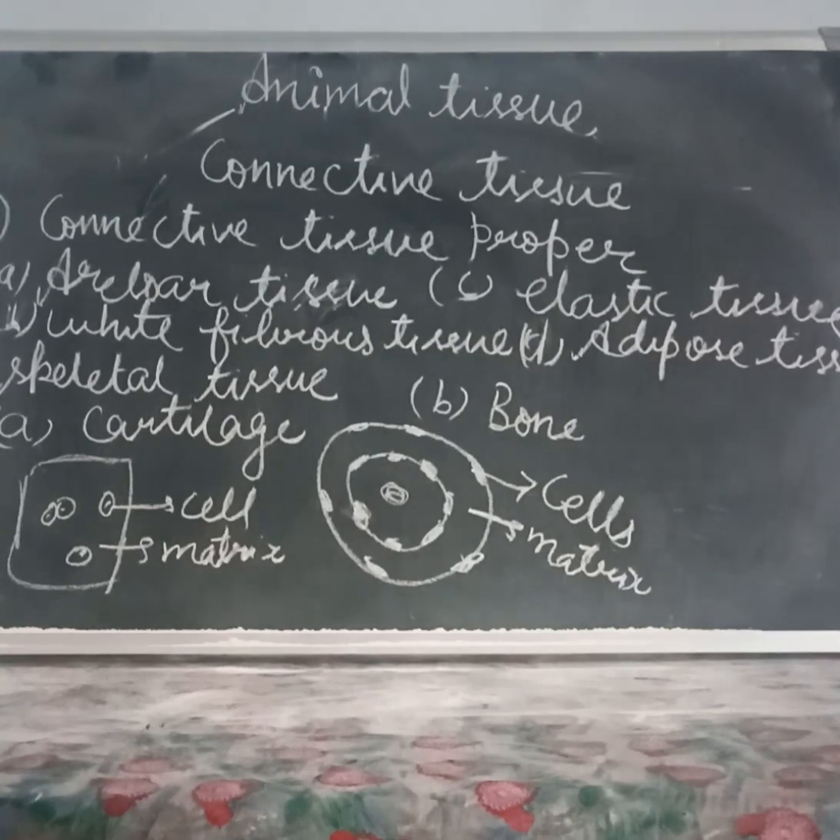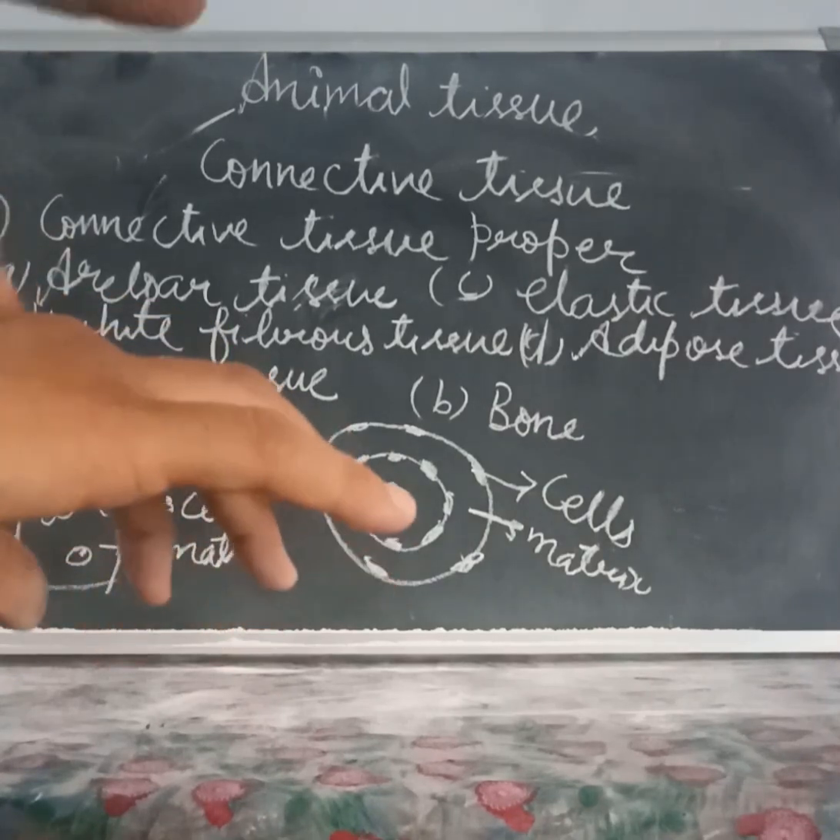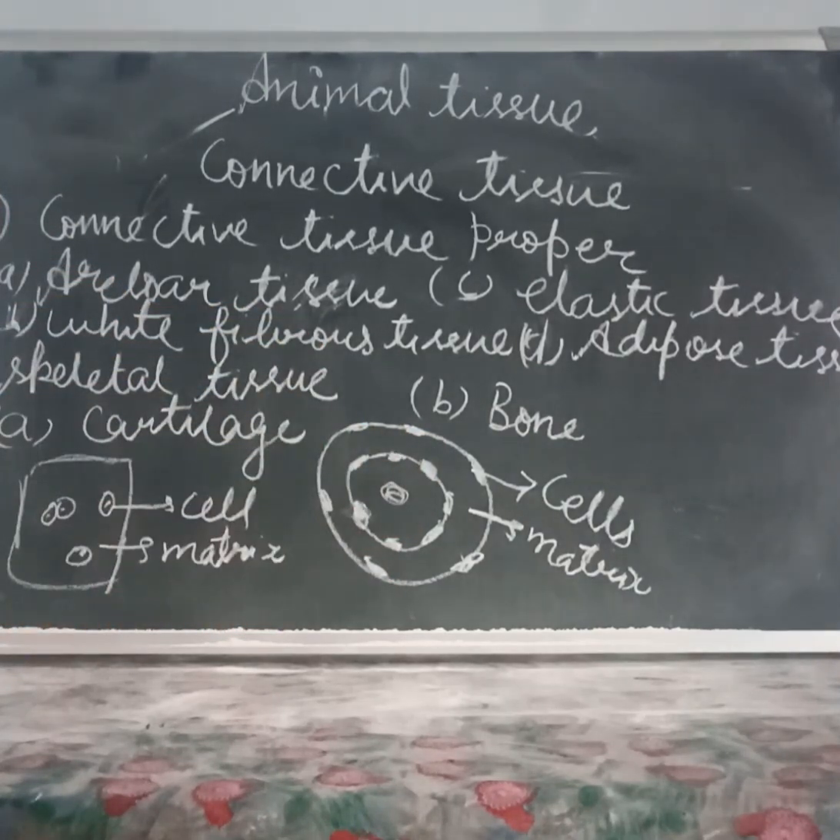Areolar tissue is the most common type and forms a continuous layer under the skin, and it provides elasticity to the skin. With the help of this we can stretch our skin, and it also packs the space between various organs so that they remain in their place.